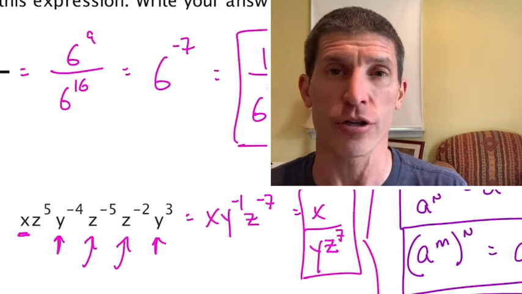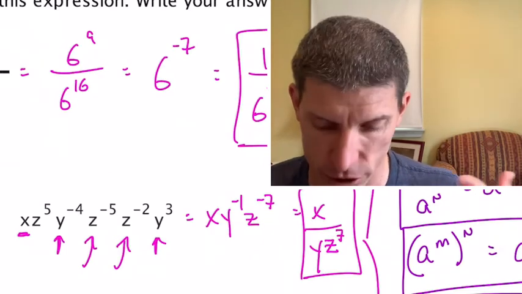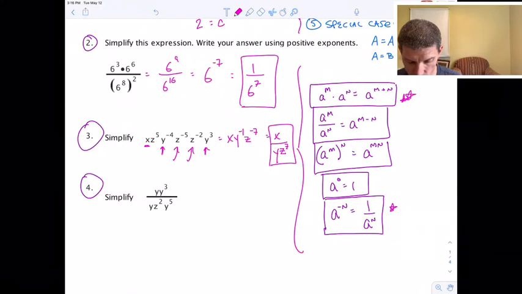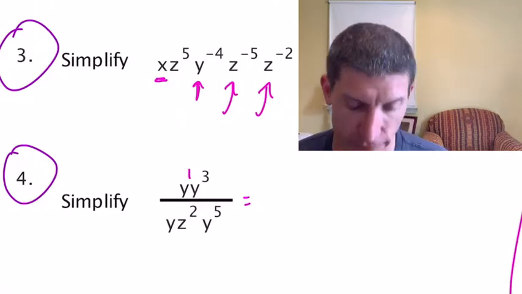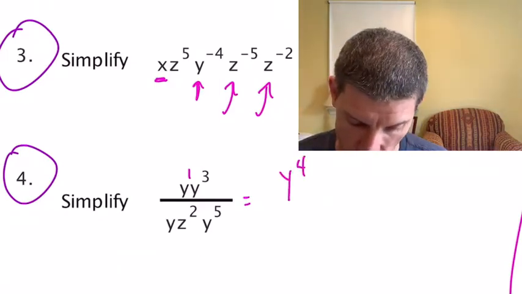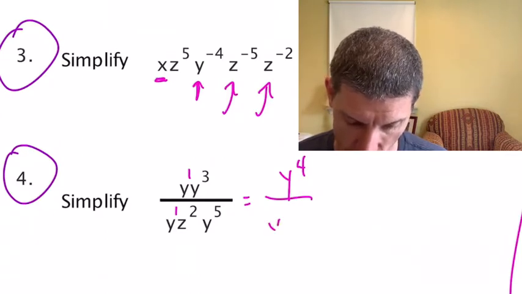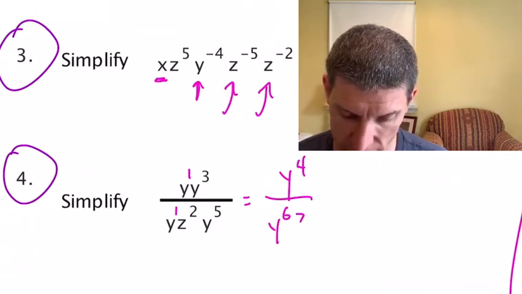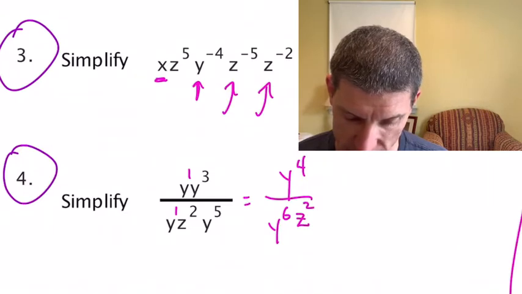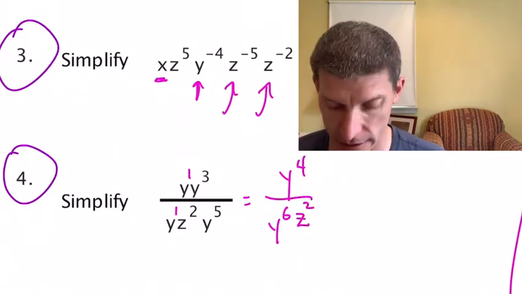There's no extra letters around that are the same as other letters. We're done. And number 4. Same idea as number 1, it just has variables instead of numbers. The top values are y to the first and y to the third, so I get y to the fourth. On the bottom, I have y to the first and y to the fifth, which is y to the sixth, and that pesky z to the second, which doesn't really seem to go with anything else.